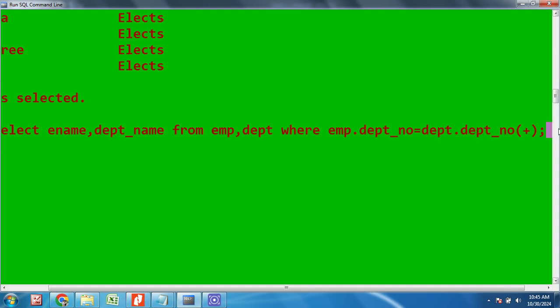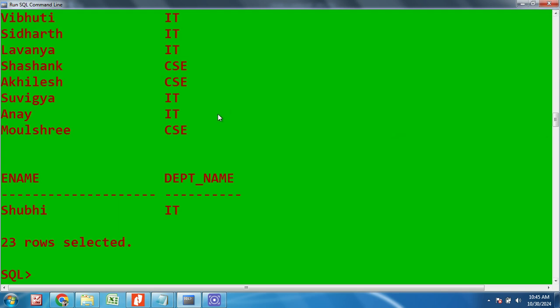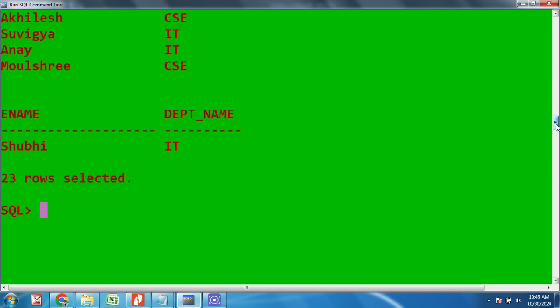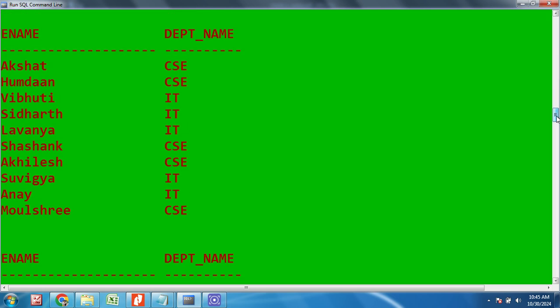Here we will see the matching and non-matching values from EMP, and only the matching values from DEPT. So this is the output. Now here we can see 23 rows selected.